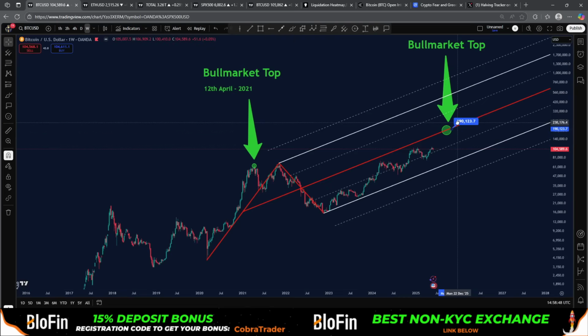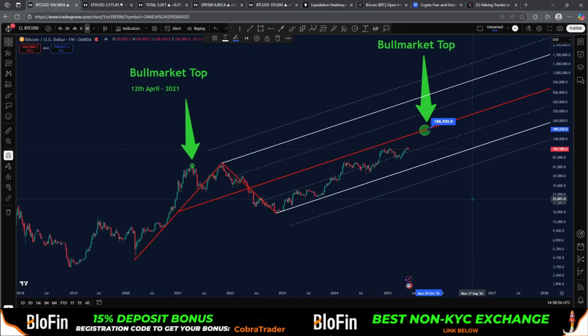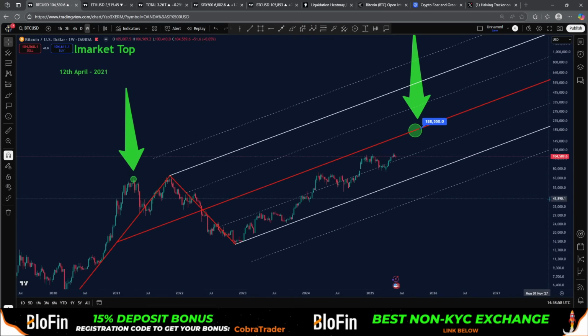So my expectation is we're going to hit this closer towards the end of the year, which is going to give us a target somewhere between 170 to around 200K for the Bitcoin bull market. And as I've been saying, I think this is an optimistic target. I think we're going to need to see a lot more upside for Bitcoin to actually go to these levels.